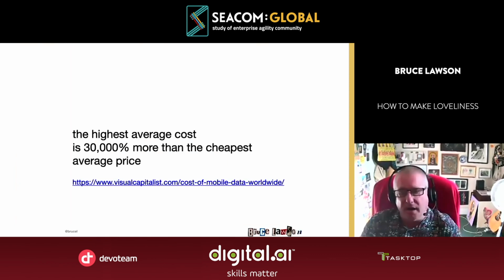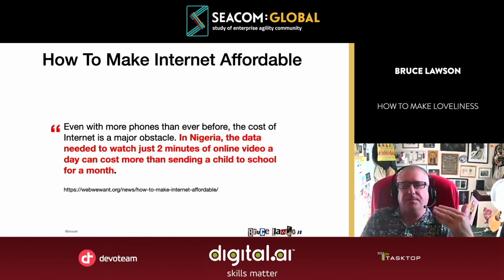Startlingly, the highest average cost for a gigabyte of data is 30,000% more than the cheapest average price. And if you are sending down massive images, massive JavaScript libraries, that is eating up the data plan for people in those poorer countries where data is comparatively more expensive. That might not matter to you if you're only marketing to people with the latest iPhones in California. But if you're trying to do business in Eastern Europe or in Asia or Africa, which of course is where the demographics of the world is growing, this should make a difference to you.